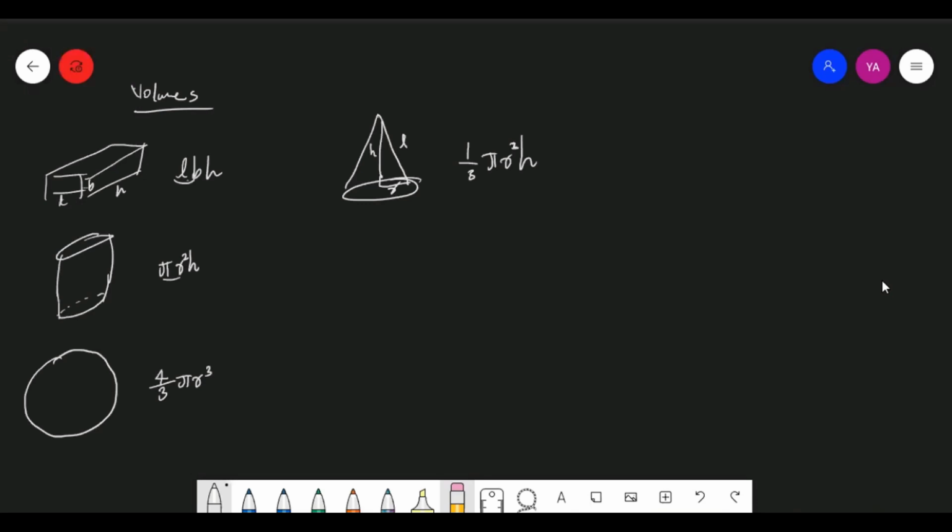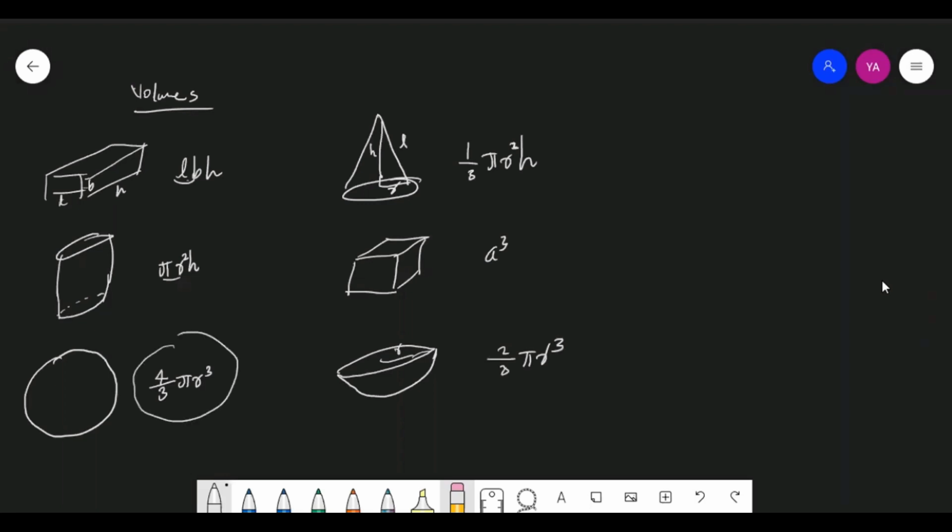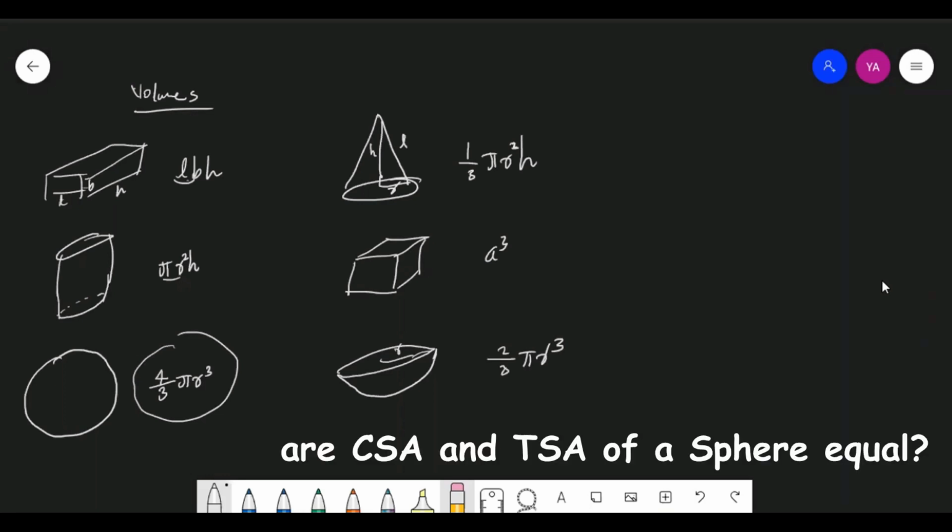Then the next one, cube. For a cube, what is the formula to find the volume? That's fine. Next one, the last one, hemisphere: 2 by 3 pi r cube. That's also just half of the full sphere. 2 by 3 pi r cube will be half of 4 by 3 pi r cube.